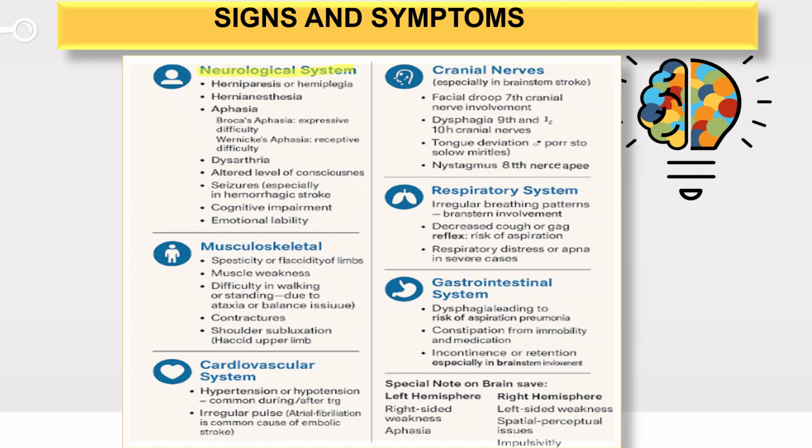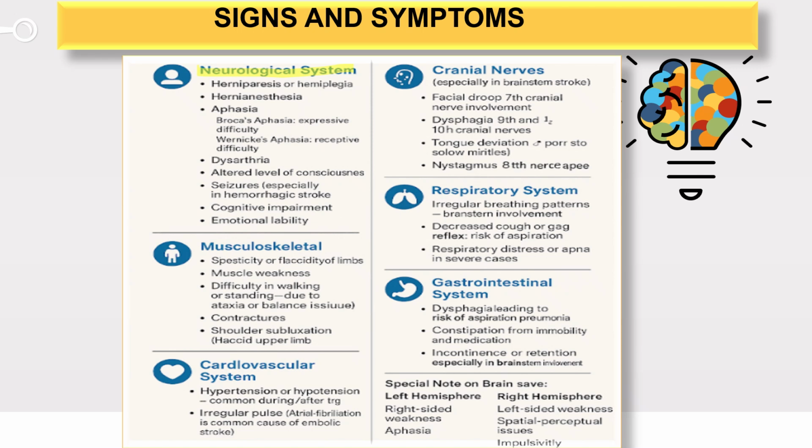Respiratory: irregular breathing pattern, brainstem involvement, decreased cough reflex, and that is why you will have a risk of aspiration. Respiratory distress if your brainstem is involved. Gastrointestinal: dysphagia, constipation, and incontinence because of lack of mobility, and sometimes even because of the medications.